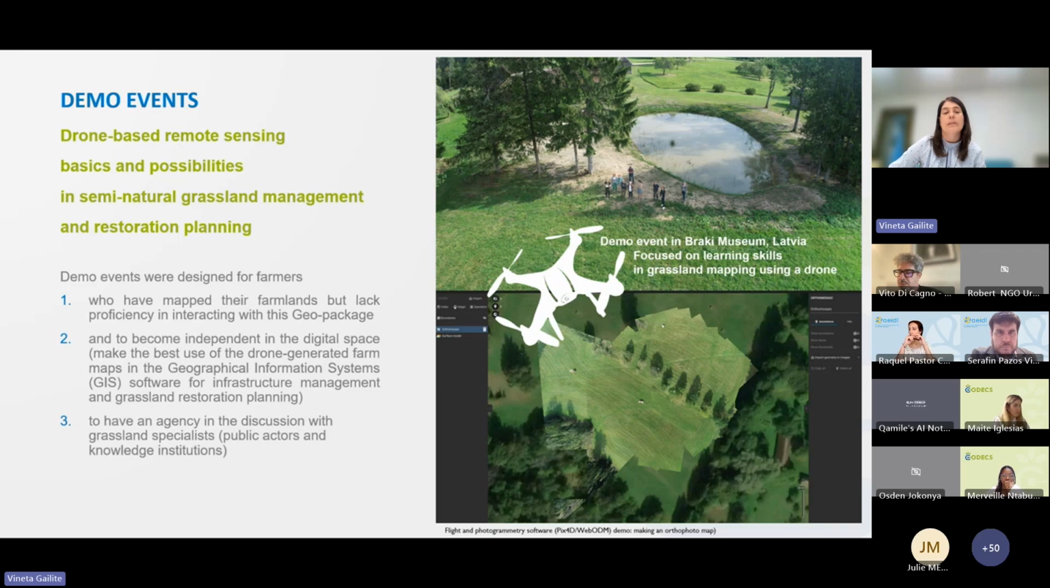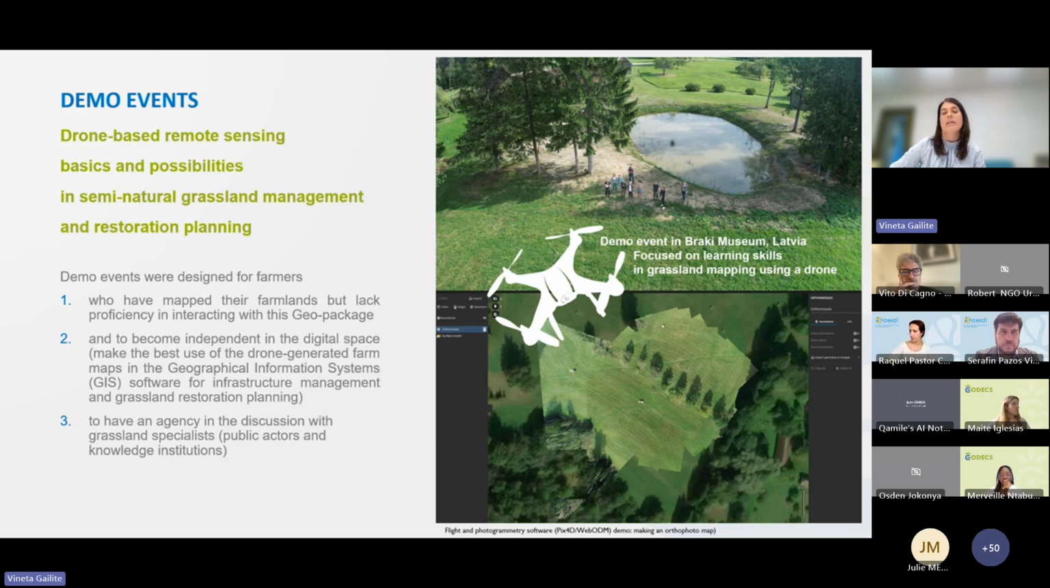The first round of demo events were specifically designed for the farmers who have mapped their own farmlands, or we have mapped farms for them, and we are trying to demonstrate how to make the geopackage, which in simple terms is digital maps made by different drones and different sensors mounted on the drone. Then secondly, we are helping farmers to become independent in the digital space and explore all different possibilities of what they can benefit from use of geographic information systems.